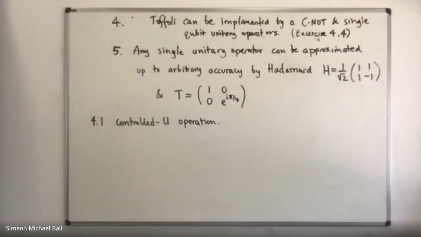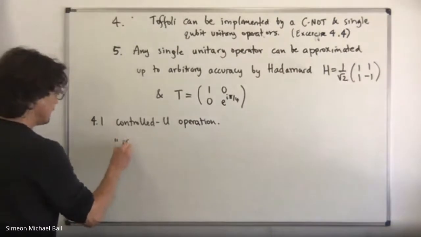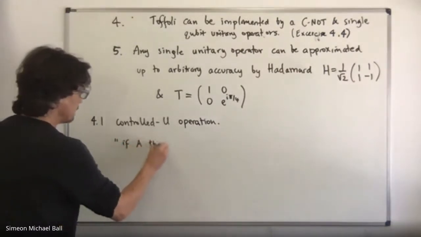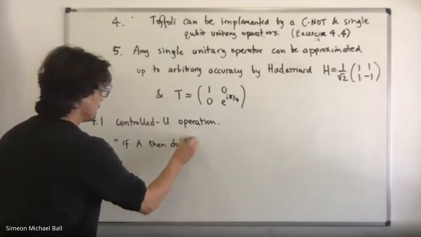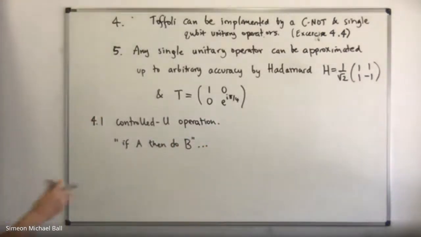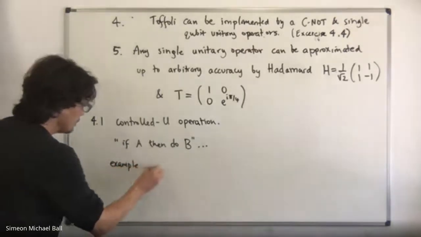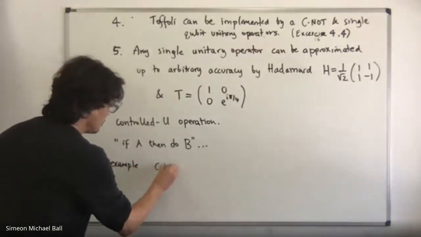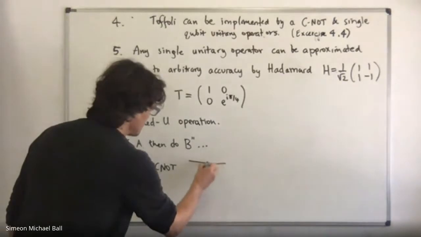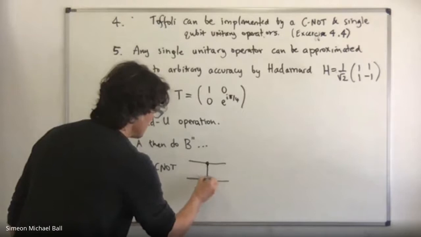Yeah, so it's the classic if A, then do B. Classic thing. So here we already saw that an example was the C0, which was denoted like this.